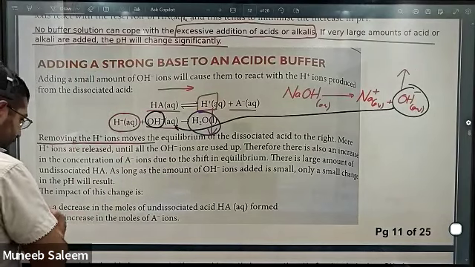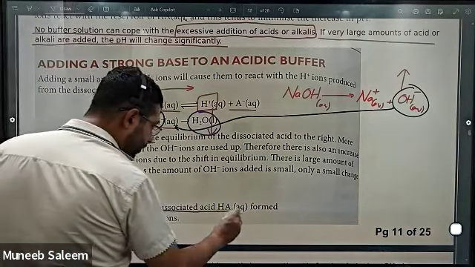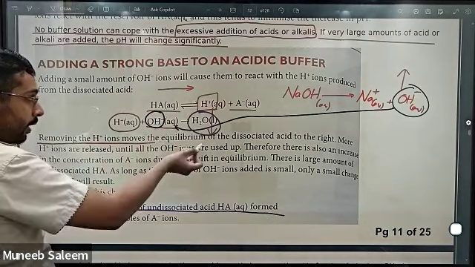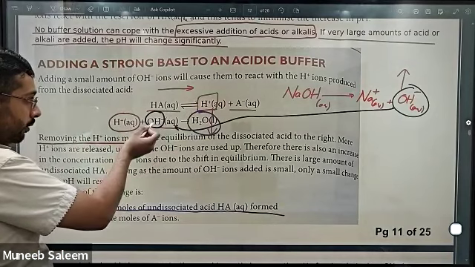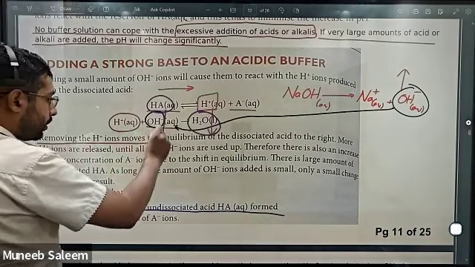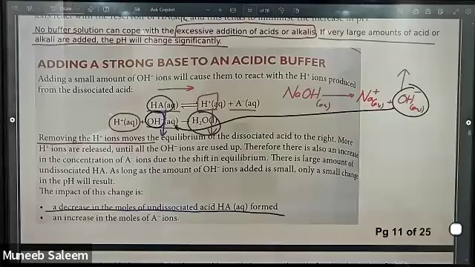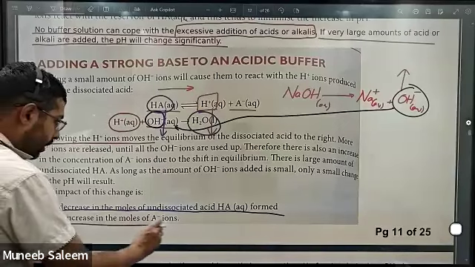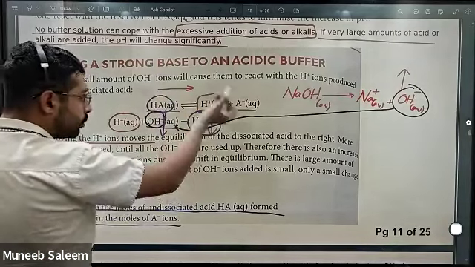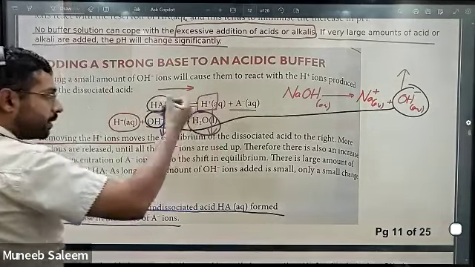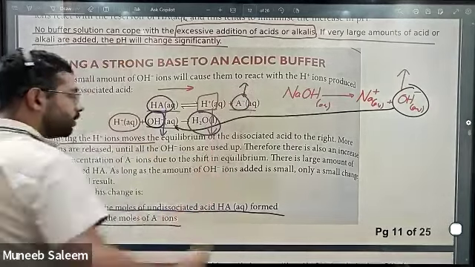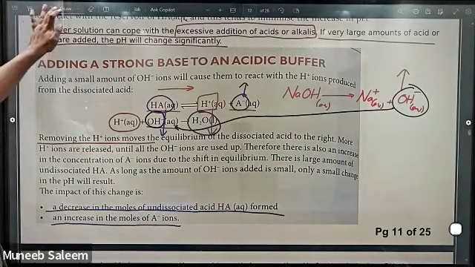So the overall effect is a decrease in the moles of the undissociated acid formed, since if hydrogen ions are decreasing by the reaction of the hydroxide ion, then HA will move towards the right side, and as a result of this, HA will also decrease in amount. This is what it says: a decrease in the moles of undissociated HA, an increase in the moles of the A negative ions. And A negative ions, since the direction is moving towards the product side, will replenish the amount of the lost hydrogen ion, and also the lost, although it's not lost, but still it will be produced.